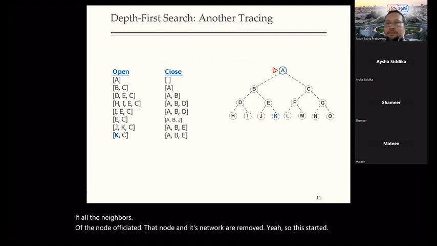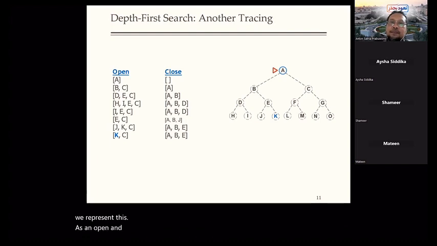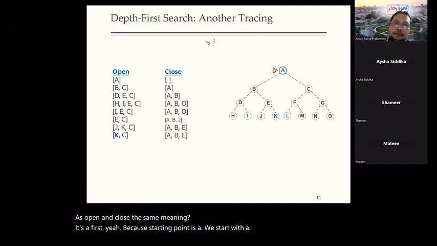So this is the same illustration, the same example as before, but we represent this as an open and closed list, the same meaning. So A first, because the starting point is A. We start with A.